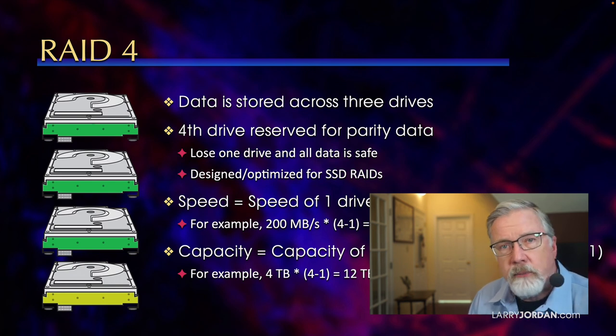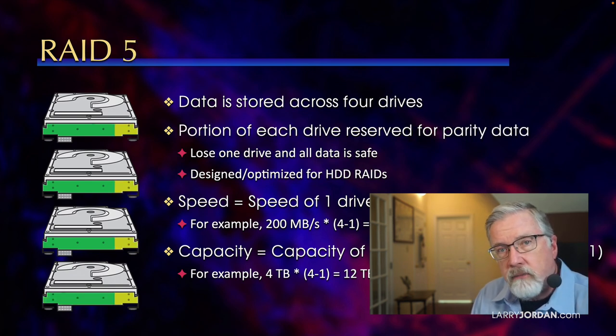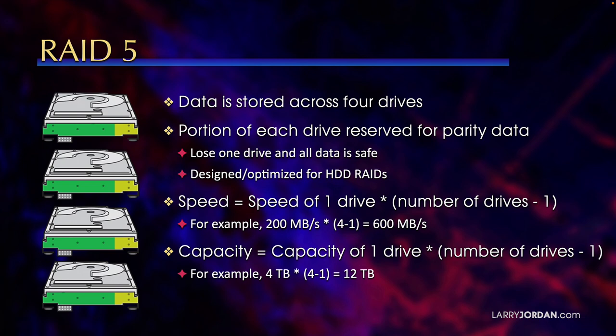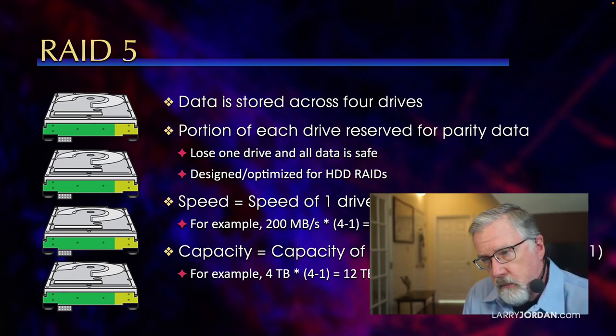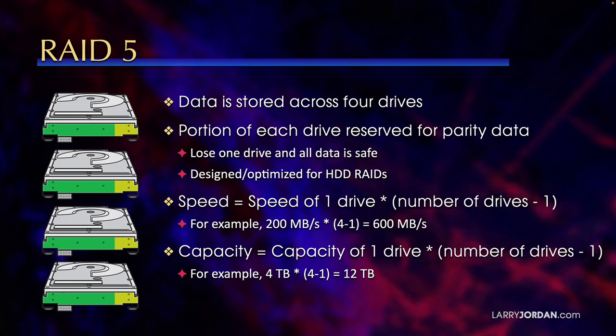While RAID 4 is optimized for SSD, RAID 5 is optimized for spinning media, HDD hard drives. Here, the data is stored across all 4 drives, but a portion of each drive is reserved for parity data. If we lose one drive, it doesn't make a difference which one. We lose any single drive, all of our data is safe. RAID 5 is optimized for spinning media, HDD RAIDs, and the speed is calculated the same way as it is for RAID 4, the speed of one drive times the number of drives minus 1, and the capacity of one drive times the number of drives minus 1. That gives 600 megabytes a second and 12 terabytes of capacity in my example.